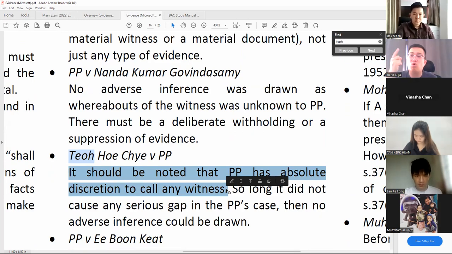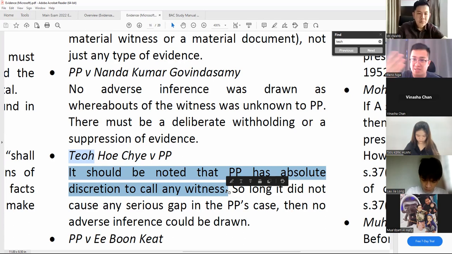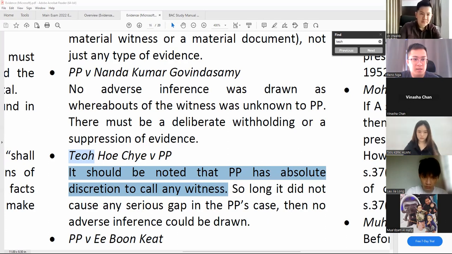But then, although Dr. Chi doesn't want to show the receipt, Dr. Chi produced his bank statement. So the bank statement can also prove this. So it will be good enough already. So in that case, there is no serious gap, which means although Dr. Chi didn't produce the receipt, he used another method to prove the same thing. So this is acceptable. Once this is acceptable, then you cannot use adverse inference already. Understand? Okay.